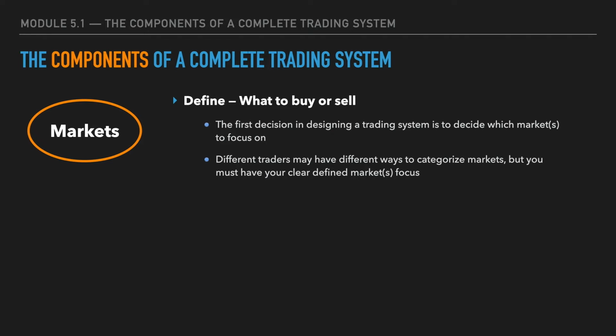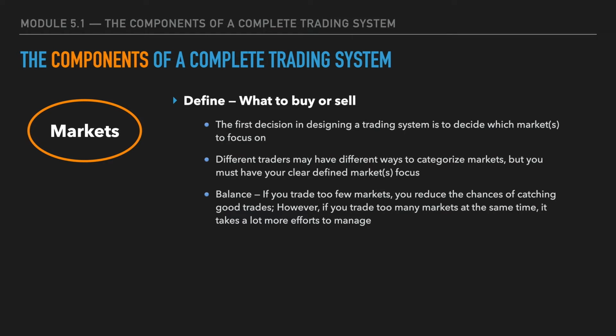Or even if you only trade stocks, you can also categorize markets by different sectors and regions. For example, your system might only focus on the US technology stocks. No matter which way you categorize the markets, your system must have a clearly defined focus on what markets to buy or sell. You need to find the right balance between trading too few markets and too many markets.